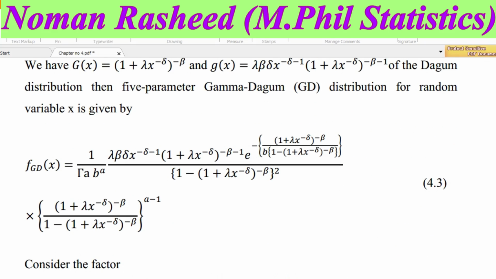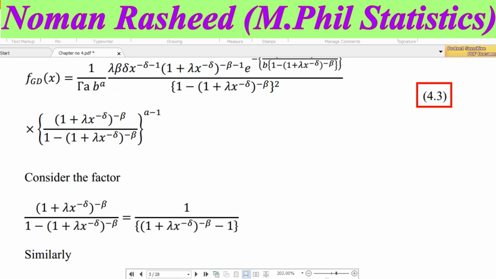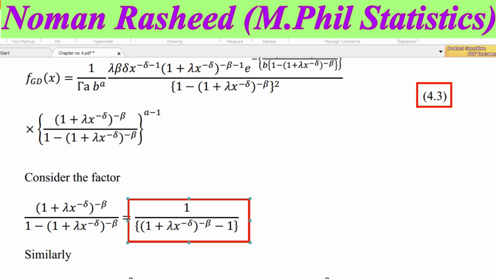Then the PDF is similar. This factor cannot be solved for the 4.3 equation without expansion. So we expand this function, and some expanded equations are close to summation notations. So consider the factor 1 minus this factor, which can easily be written as follows.